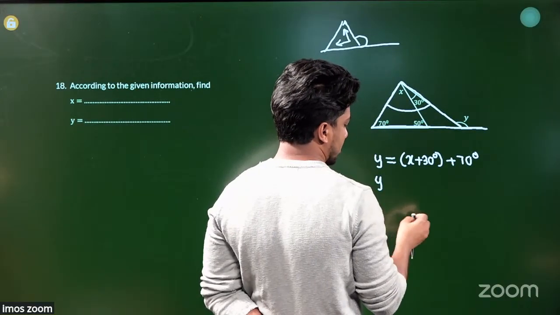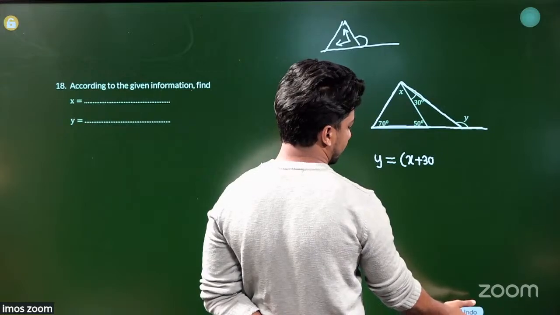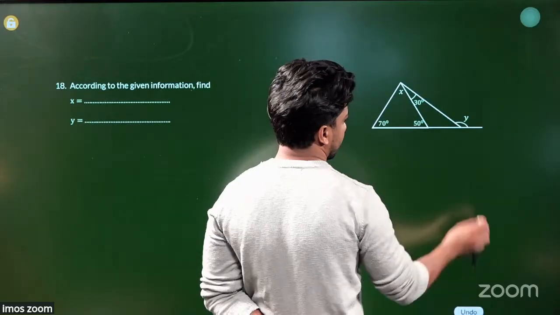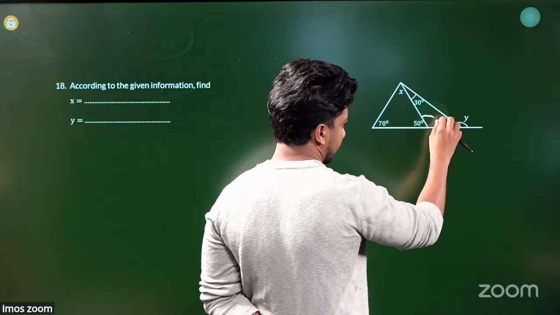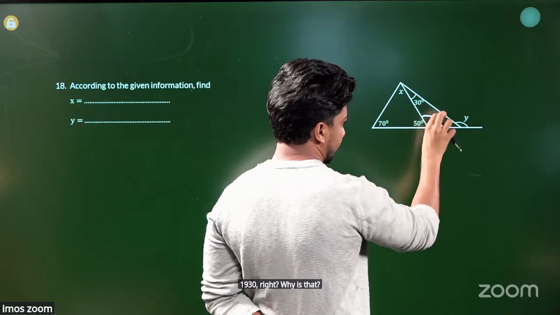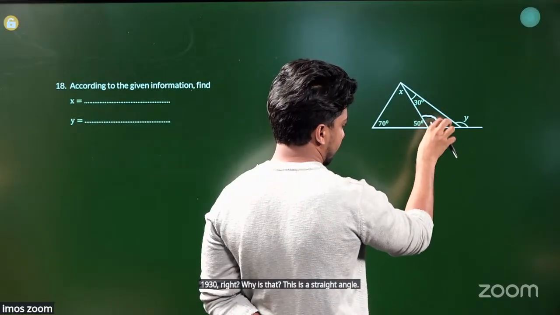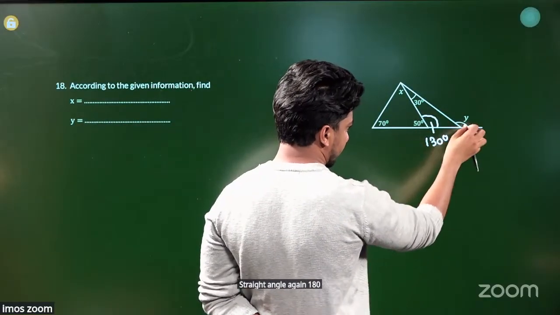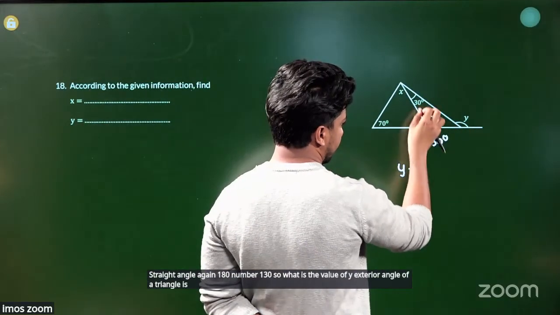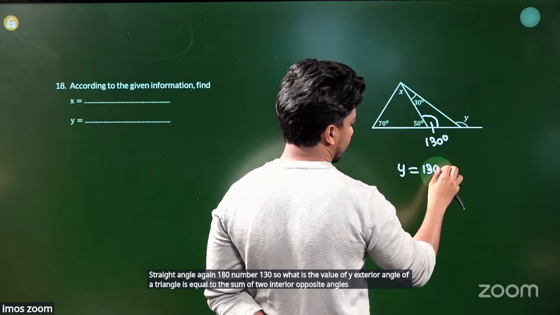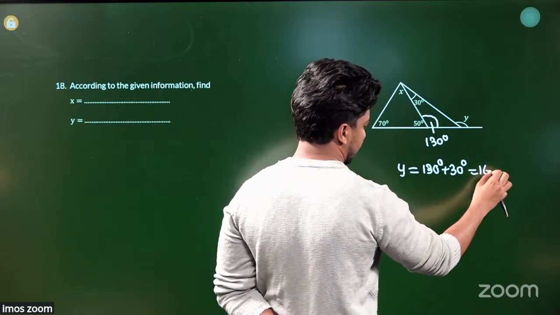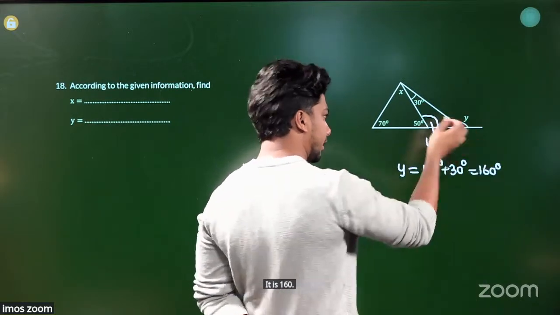Before that, let's find y first. If this is 50, what is this one? 130, right? Why is that? This is a straight angle, and a straight angle is 180, so it is 130. So what is the value of y? The exterior angle of a triangle is equal to the sum of the two interior opposite angles. So 130 plus 30, it is 160. Now take the larger triangle.